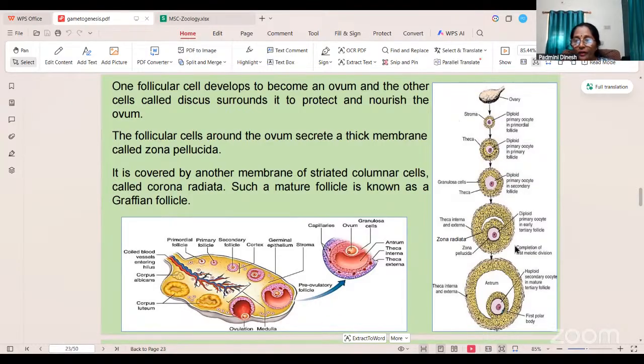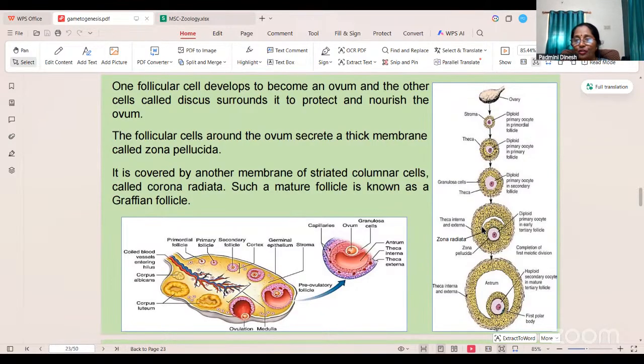Now, as the follicle is growing in size, the egg, the nucleus, is covered by the zona pellucida first. So this is a thick layer of zona pellucida. Around the zona pellucida is the zona radiata. These are thick follicle cells covering the primary oocyte, the zona radiata and the zona pellucida. Now, why am I stressing these two areas?